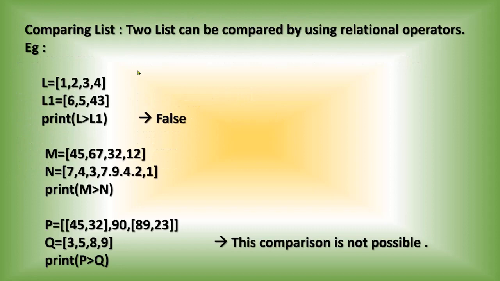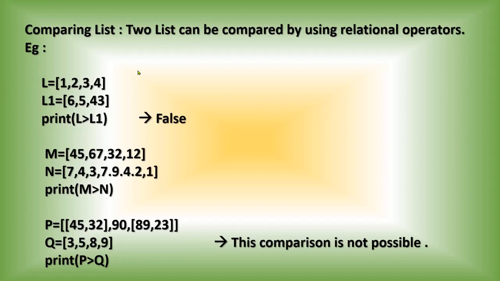Now, see, next is comparison of lists. How can you compare 2 different lists? Comparison operators we already studied. Relational operators are known as comparison operators. Can you say which are the relational operators? Less than, greater than, less than or equal to, greater than or equal to, and equal to. All these are the relational operators.